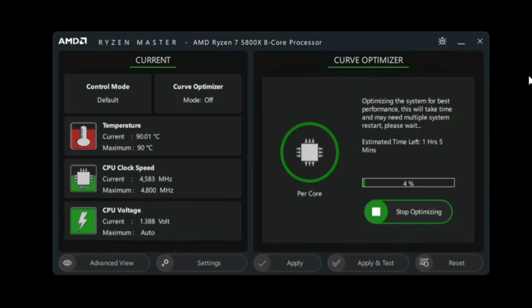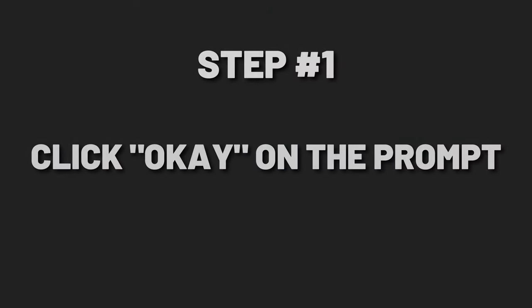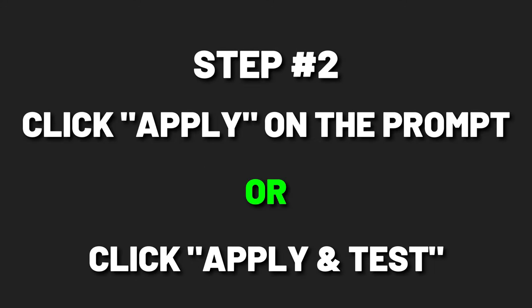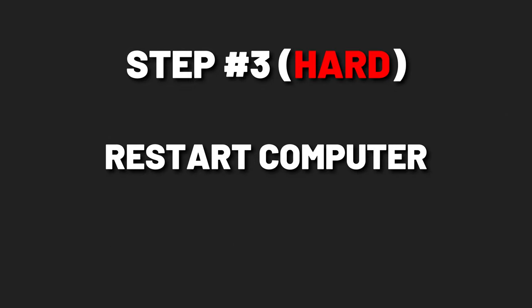Once the process is complete, you'll be given another prompt. Now, because I'm an idiot who forgot to record and I don't want to redo this entire process, I'll simply explain what to do. First of all, click on OK for the given prompt. Then click on Apply to apply the new settings, or click on Apply and Test to apply and test the CPU stability. Once you've done that, you'll be requested to restart your computer. So do exactly that. And just like that, we have undervolted and optimized our CPU.